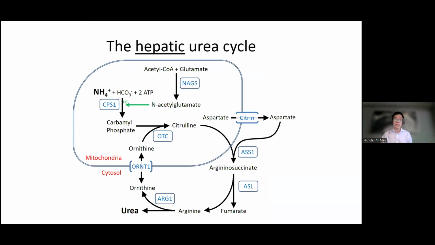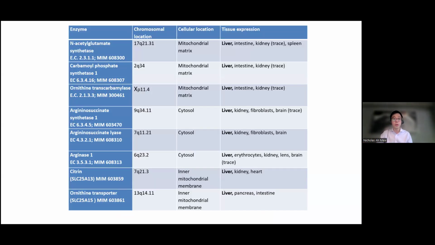The other thing I want to highlight is that all of these enzymatic steps are present in the liver. And so when we say this is the urea cycle, really it's the hepatic urea cycle. But some of these enzymes are expressed in other parts of the body. So I just want to show you again each of these enzymes, their chromosomal location, as well as the tissue expression. I want to highlight that some, but not all of the enzymes are expressed in other tissues in the body. So for example, here, these first 3 are in the intestine, the next in the kidney.